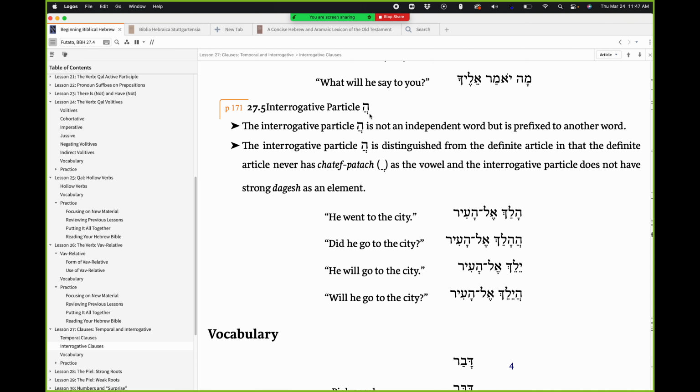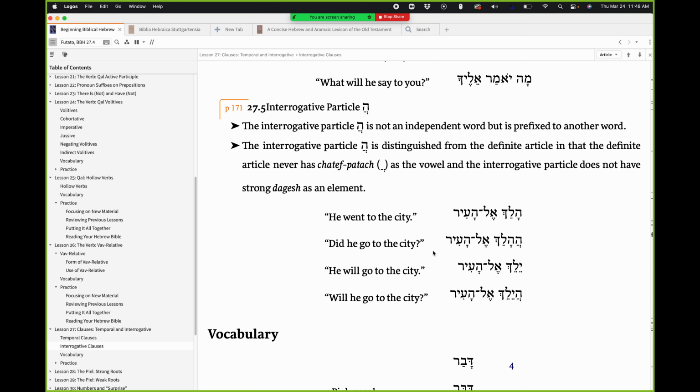And then this little guy here, this guy's fun. Basically, this is the form you're usually going to see. It's a hey with a hatef patach under it. If this is attached to a verb, especially at the beginning of a sentence, then take the sentence that you would normally have and just turn it into a question. So this sentence without the interrogative particle would mean he went to the city. With the interrogative particle, you could call it the Hebrew question mark. Just translate he went to the city and put a question mark at the end. He went to the city?